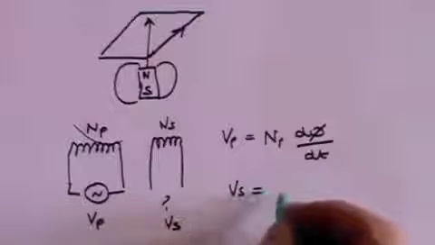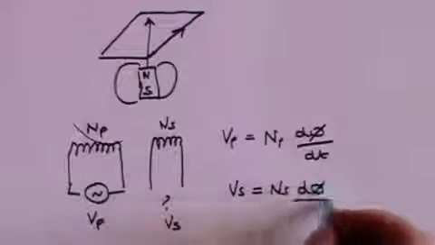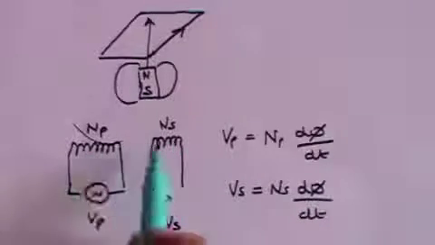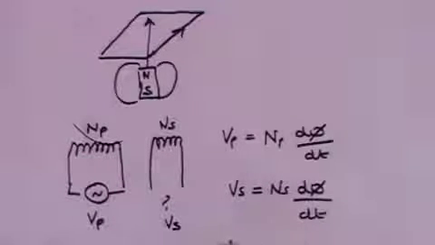And we also said that Vs is Ns dΦ/dt. It's the same rate of change of flux, because both of these solenoids are experiencing the same rate of change of flux. And from that you get that Vp divided by Vs equals Np divided by Ns. So in other words, if Np has 100 turns and Ns has 50 turns, then Np over Ns is 2, so Vp over Vs will be 2. Whatever your voltage is in the primary, you'll get half of that in the secondary.